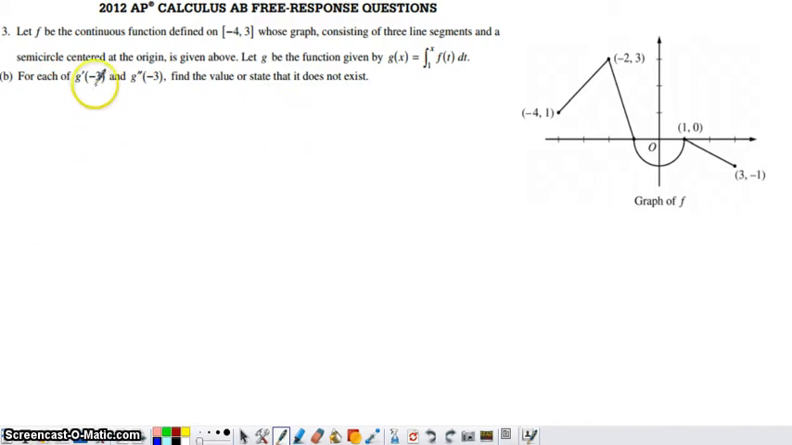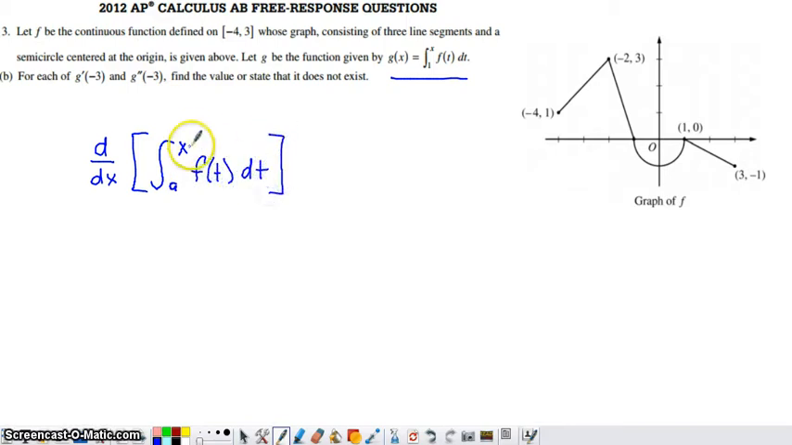So if we're looking for g prime of negative 3, the first order of business is going to be to find g prime of x. So here's g of x. And the second part of the fundamental theorem of calculus says this: the derivative with respect to x of a function that's defined as a definite integral where x is the upper limit of integration is going to be found by simply taking that upper limit of integration and putting it in place of the t. So the derivative of this function is just going to be the integrand with x in place of the t.